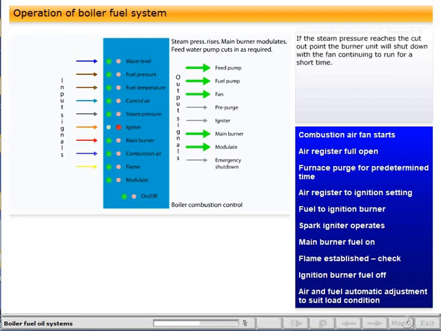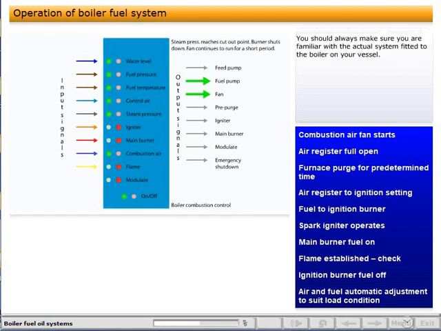If the steam pressure reaches the cutout point, the burner unit will shut down, with the fan continuing to run for a short time. You should always make sure you are familiar with the actual system fitted to the boiler on your vessel.